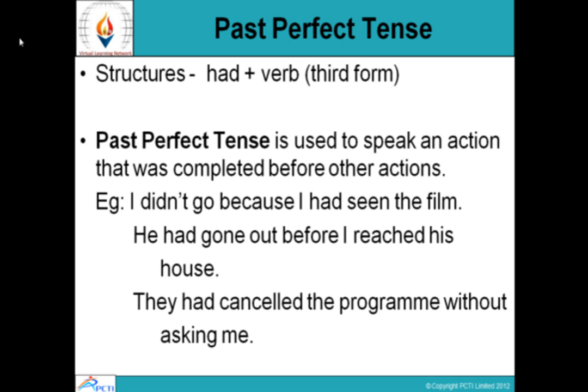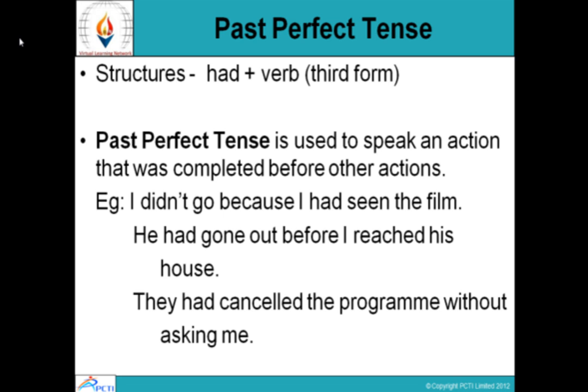Let's look at the examples. I didn't go because I had seen the film. I didn't go is a past action. Before that, another action happened, and that was the reason this action happened. And that was, I had seen the film. So, I didn't go, past action. And why I didn't go? Because I had seen the film earlier. That means this action had happened before this action also. So, basically, past perfect tense involves two actions in the past.